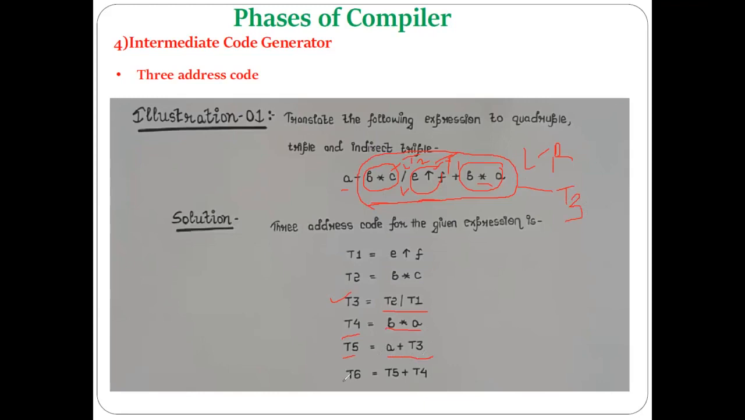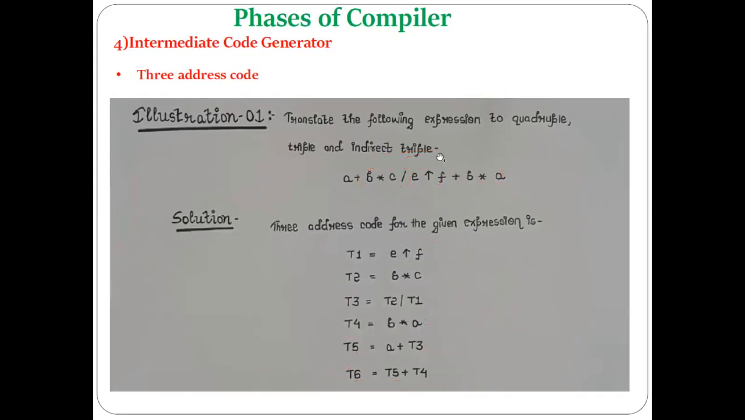Understood. Lastly, if you generate the three address code up to this point only, then it is also correct, and if you generate the last statement also, then it is also correct. Lastly, again a temporary variable will be generated, t6 equal to t5 plus t4, where t5 is a plus t3 and t4 is the remaining part. So in this way, three address code for this expression will be generated. Now, if you see these different statements of the three address code, in each statement we never utilized more than two operands and more than one operator. Only two operands and a single operator we have utilized in each of these three address code statements.